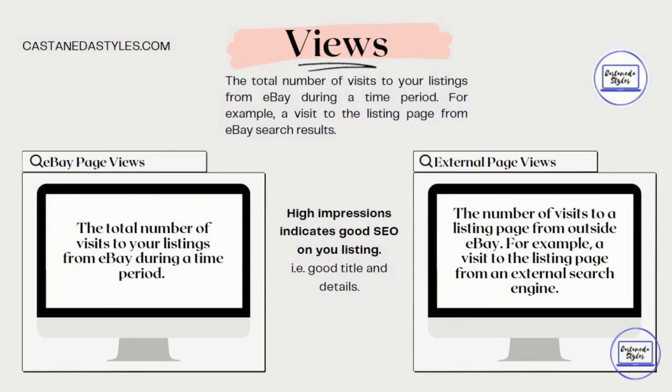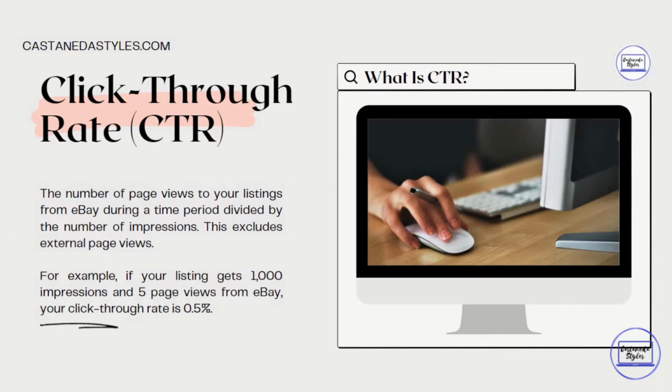There's 2 different types of page views. You have eBay page views, which is the total number of visits to your listings from eBay during a period of time, and there's external page views, the number of visits to a listing page from outside of eBay. For example, a visit to a listing page from an external search engine like Google or Instagram, Pinterest, something like that. If you share your listings somewhere else, and it comes in from those places, that's the external page view. In addition, another metric that I think is extremely important is the click-through rate, or the CTR.